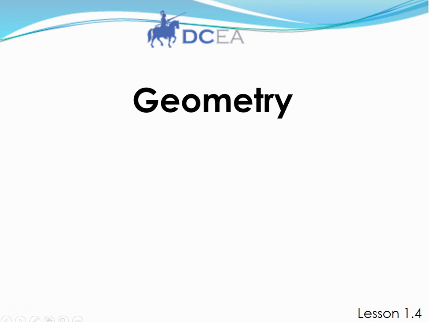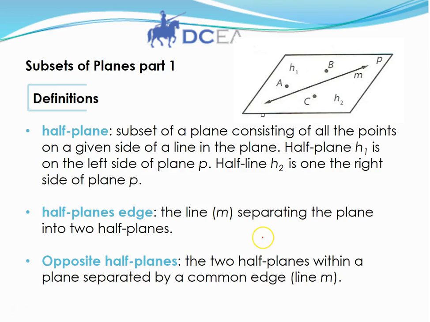Lesson 1.4, Part 2. Let's take a look at planes. We already have the idea of half lines and rays and opposite rays. The subsets for planes are very similar. Let's take a look at this plane P.